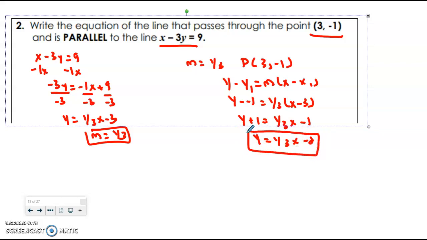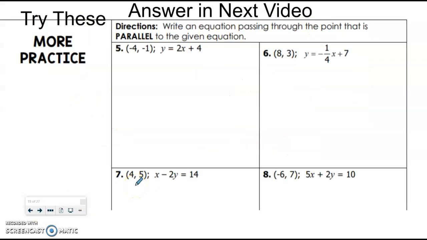Okay. So I'm going to ask you guys on the next slide, you'll see some examples that deal with parallel lines. I'm going to ask you guys to try those. When you're done, I'm going to ask you to check out the next video.